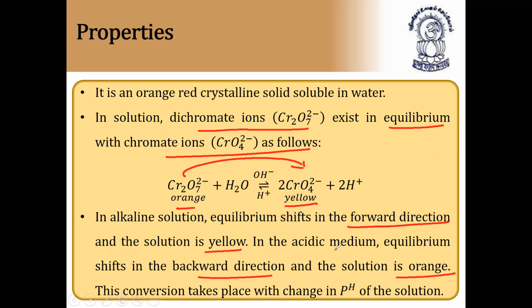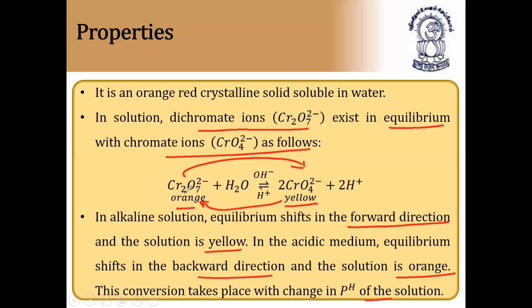So in the acidic medium, the yellow color changes to orange due to the formation of dichromate ions. This conversion takes place with the change in pH of the solution. When the equilibrium shifts in the forward direction, the solution is yellow. So in basic medium, orange changes to yellow, and in acidic medium, yellow changes to orange. These two conversions are very, very important in the objective exam.